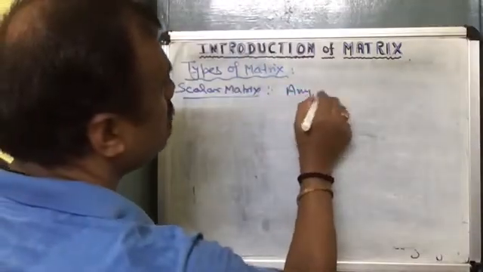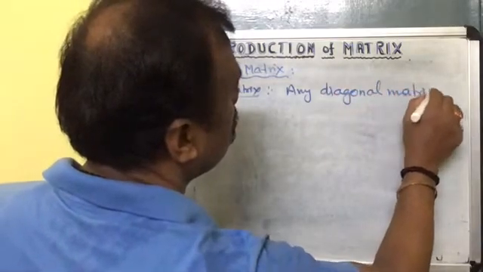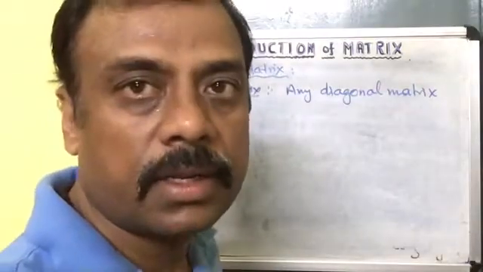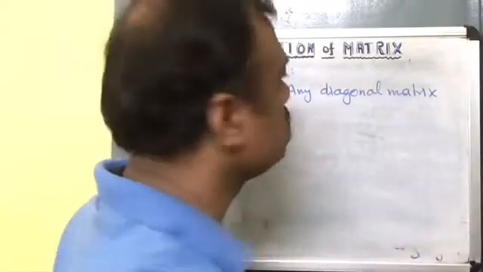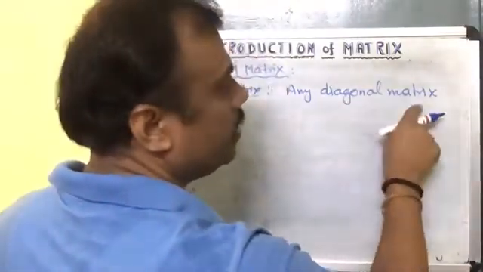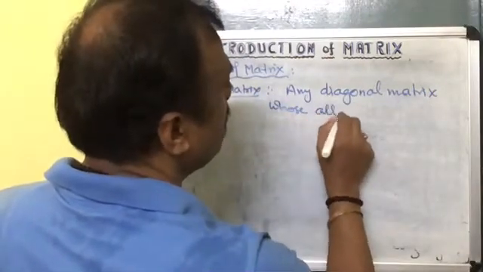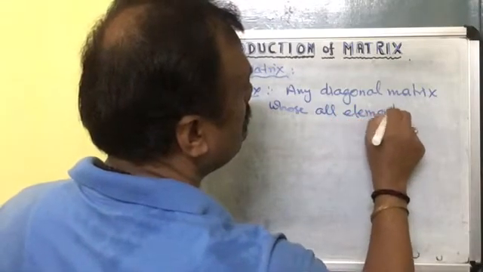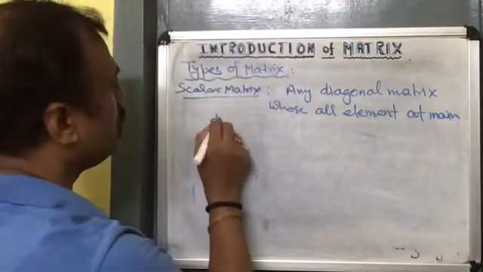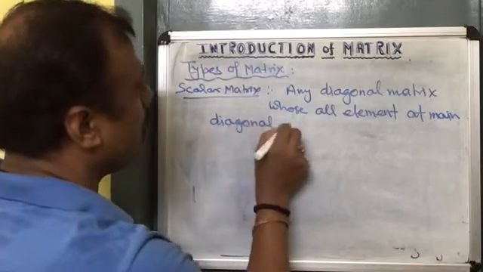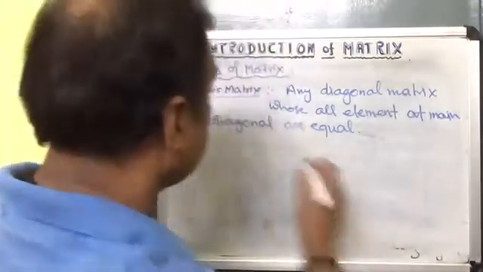Any diagonal matrix, so to be scalar, it must be diagonal. We are starting from the diagonal. To be diagonal, it must be a square matrix. So any diagonal matrix whose all elements at the main diagonal are equal is called a scalar matrix. Let us define it that way.